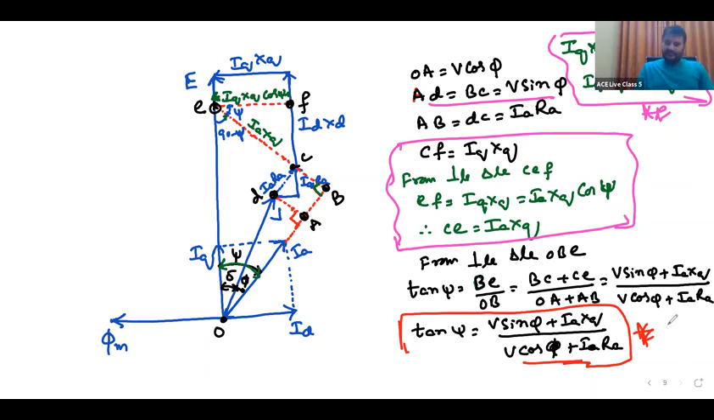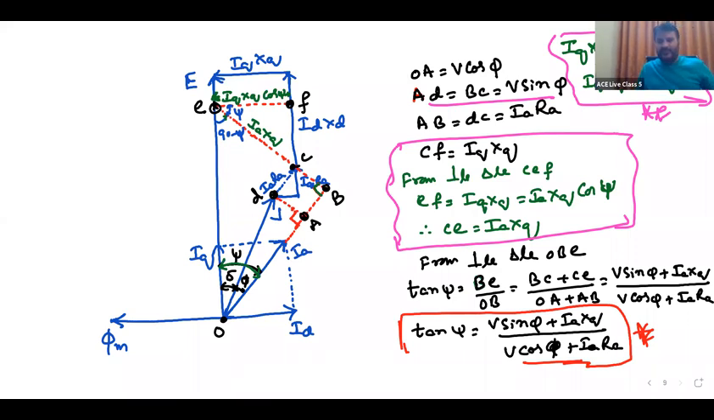That's the derivation, but you need to remember this equation. The salient pole machine also has the same relations. Wherever plus is there, it will be minus. I will write that at the end. Now let us do the problems on this.